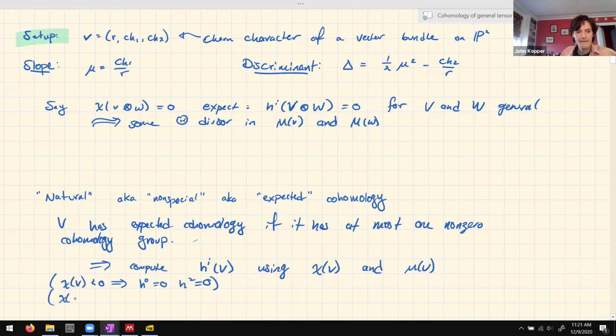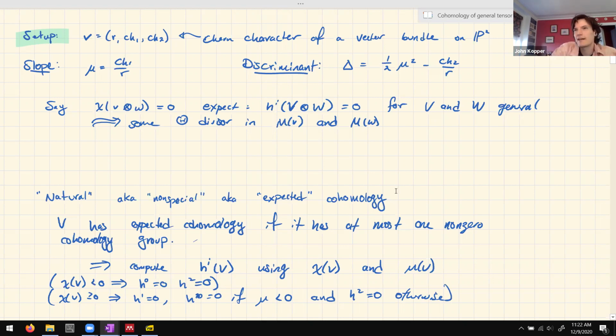And then if chi of V is greater than or equal to 0, then this means that I have either H naught or H2, so I get H1 equals 0, and the other group I have is determined by the slope. I'm on P2, so I can say this: H naught equals 0 if mu is less than 0, and H2 equals 0 otherwise. So just using slopes and Euler characteristics, and the fact that I'm talking about a stable sheaf, I can read off the cohomology here.